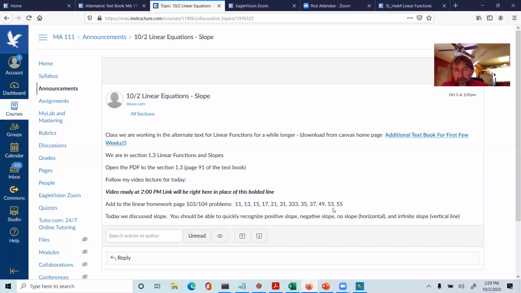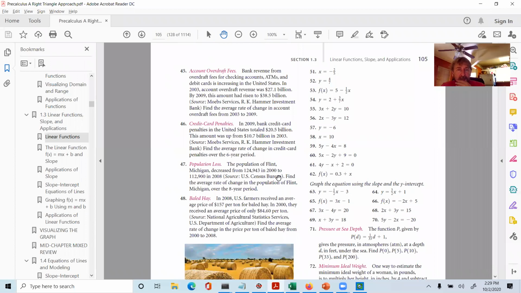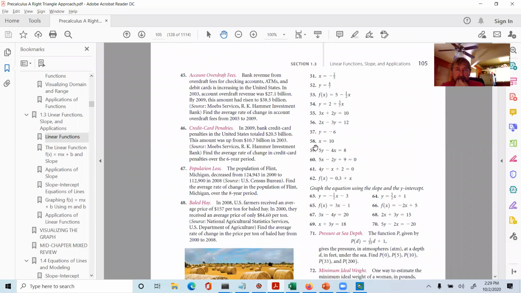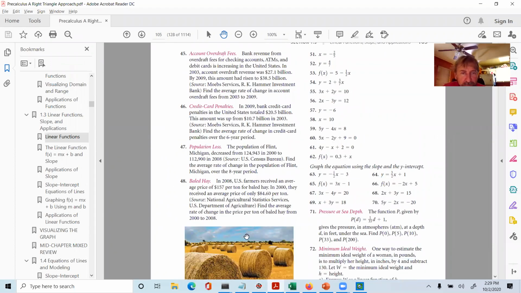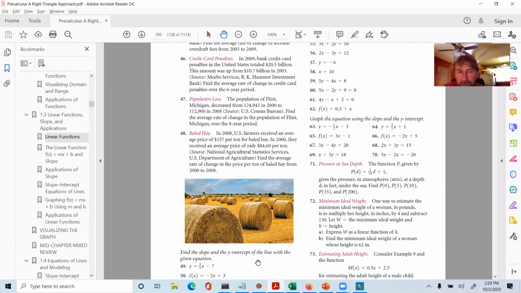Okay, and then what do we got? 49, 53, 55, you're supposed to find the slope and the intercept. So you get your y equals mx plus b. So you should be able to crank right through that homework. You guys have a great weekend.